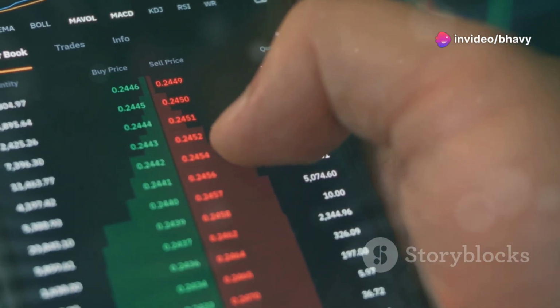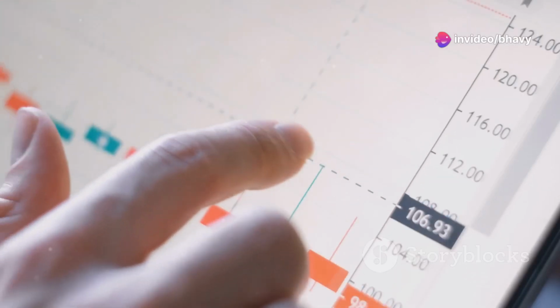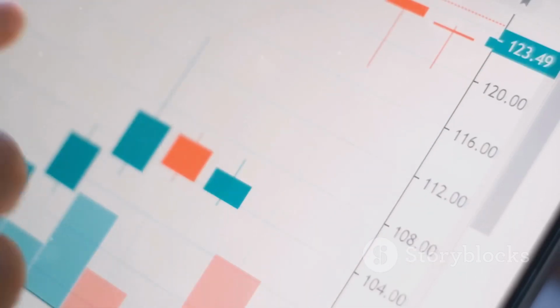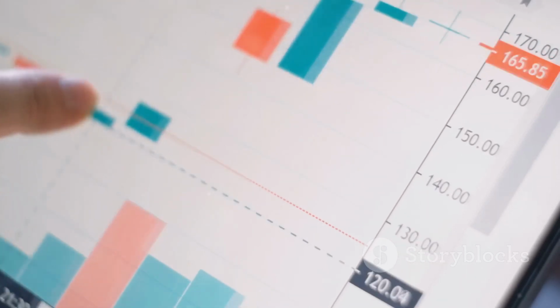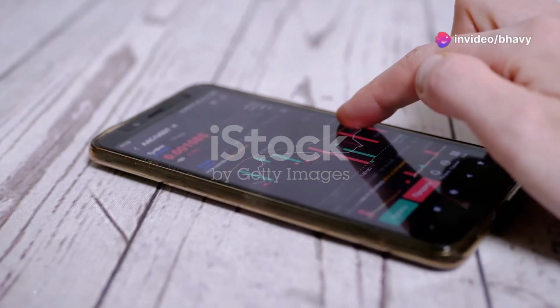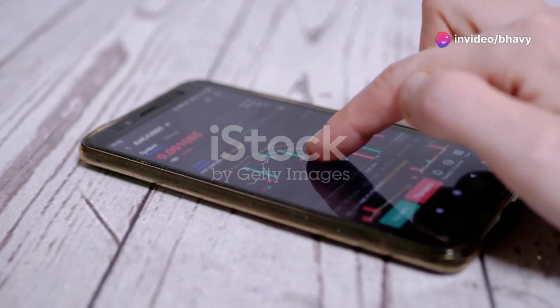Bearish harami. The bearish harami is the opposite of the bullish harami, with a large bullish candlestick followed by a smaller bearish candlestick contained within the previous candle's body. This pattern suggests that buying pressure may be waning and a reversal to the downside is possible.